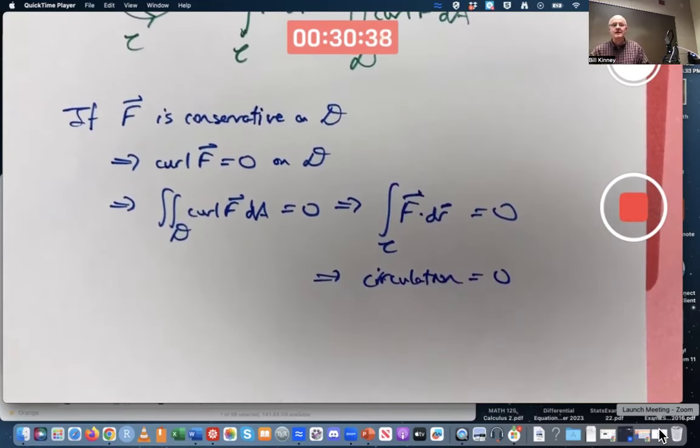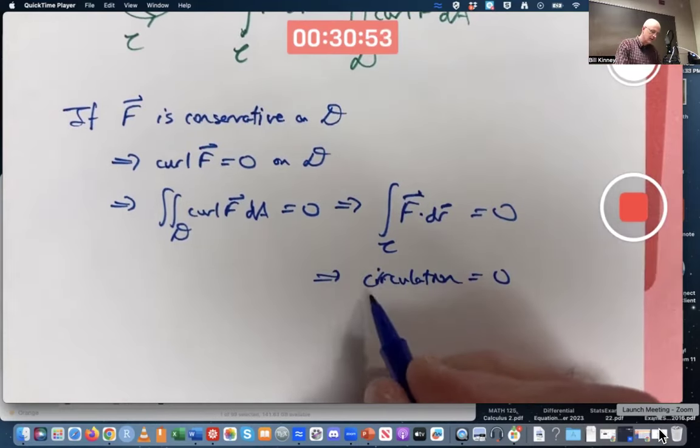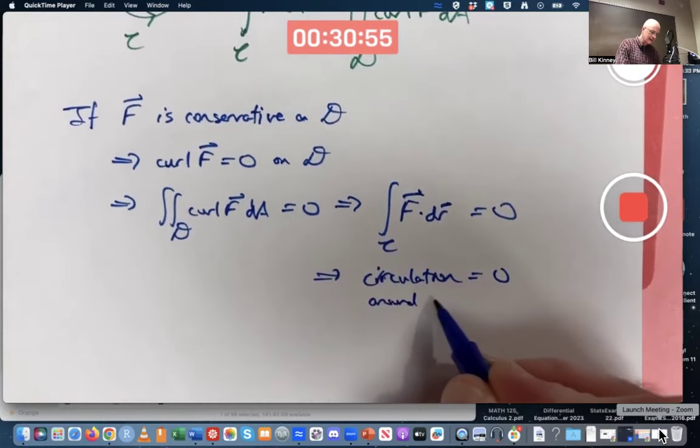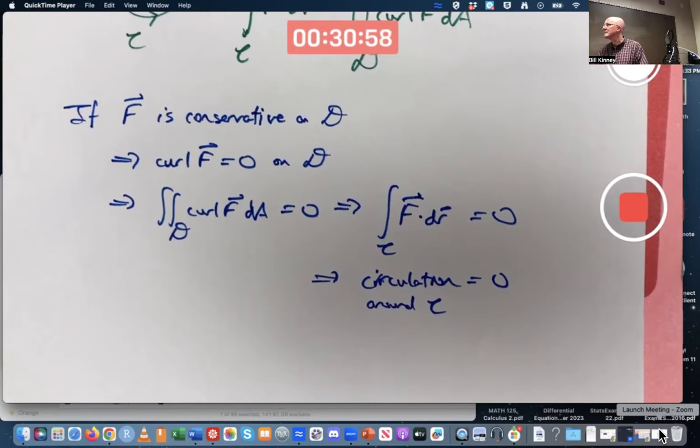In fact, if F is conservative on the entire plane, then it's conservative on any domain D, and the scalar curl is 0 on any domain D, and the circulation around any closed curve is 0. It doesn't mean the circulation along a piece of a closed curve is 0. But when you come back to where you start, you've got to get 0.